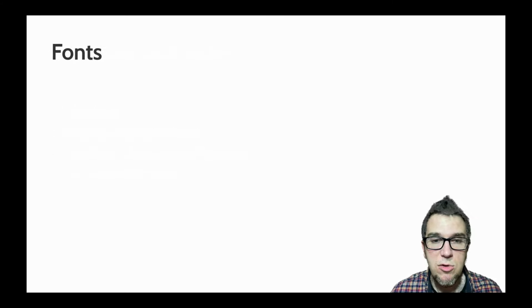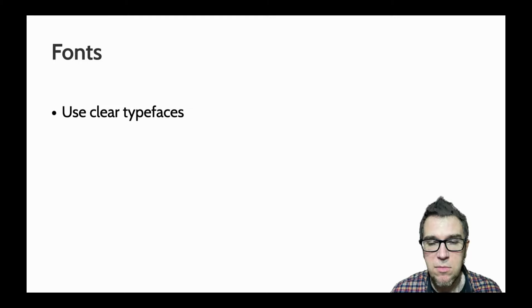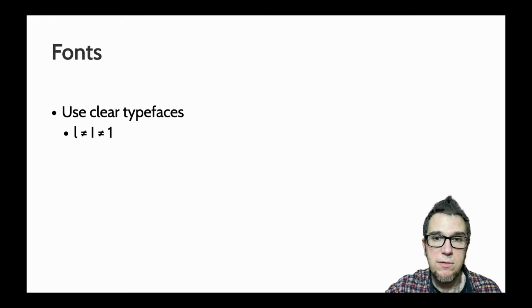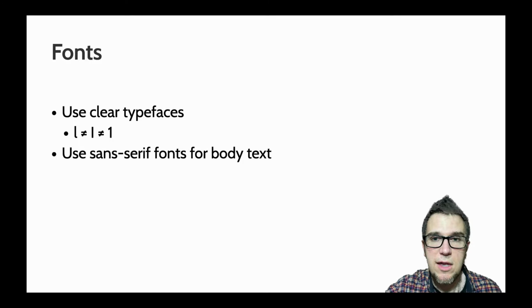Fonts. Use clear typefaces. Some fonts are better for readability on screen than others. Some are much easier for dyslexic people to read. It's important to be able to easily differentiate between character forms called glyphs, especially for characters that are similar, like a lowercase l, a capital I, or the number 1, for example. Stick to sans serif fonts for body text if possible. There's loads more guidance online if you search for accessible typography.